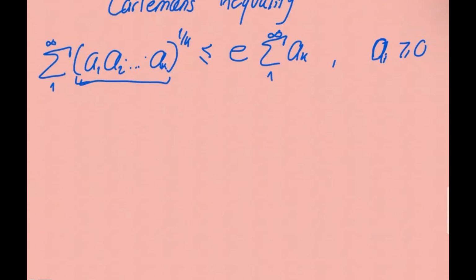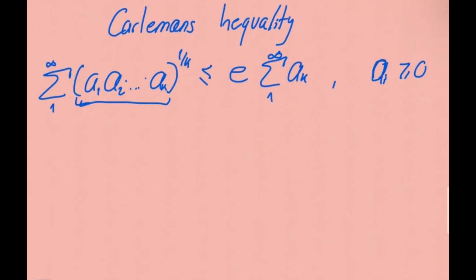Hello. Today we want to talk about Carleman's inequality, which says that for a given sequence, if we sum up the products of the first k terms of the sequence to the power of 1 over k, that is smaller or equal to e times the summation of the sequence, where e is the natural number.